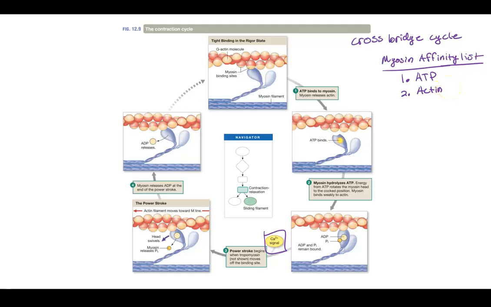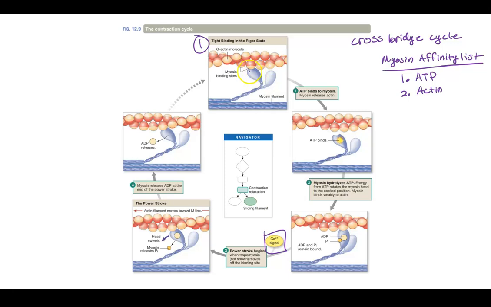And it can't bind to both actin and ATP at the same time. So if ATP is present, myosin is going to bind ATP and not bind actin. But if ATP is not present, myosin is going to bind actin and not ATP. So it can only bind one at a time, and it prefers ATP. So let's start up here. We'll just say this is step one.